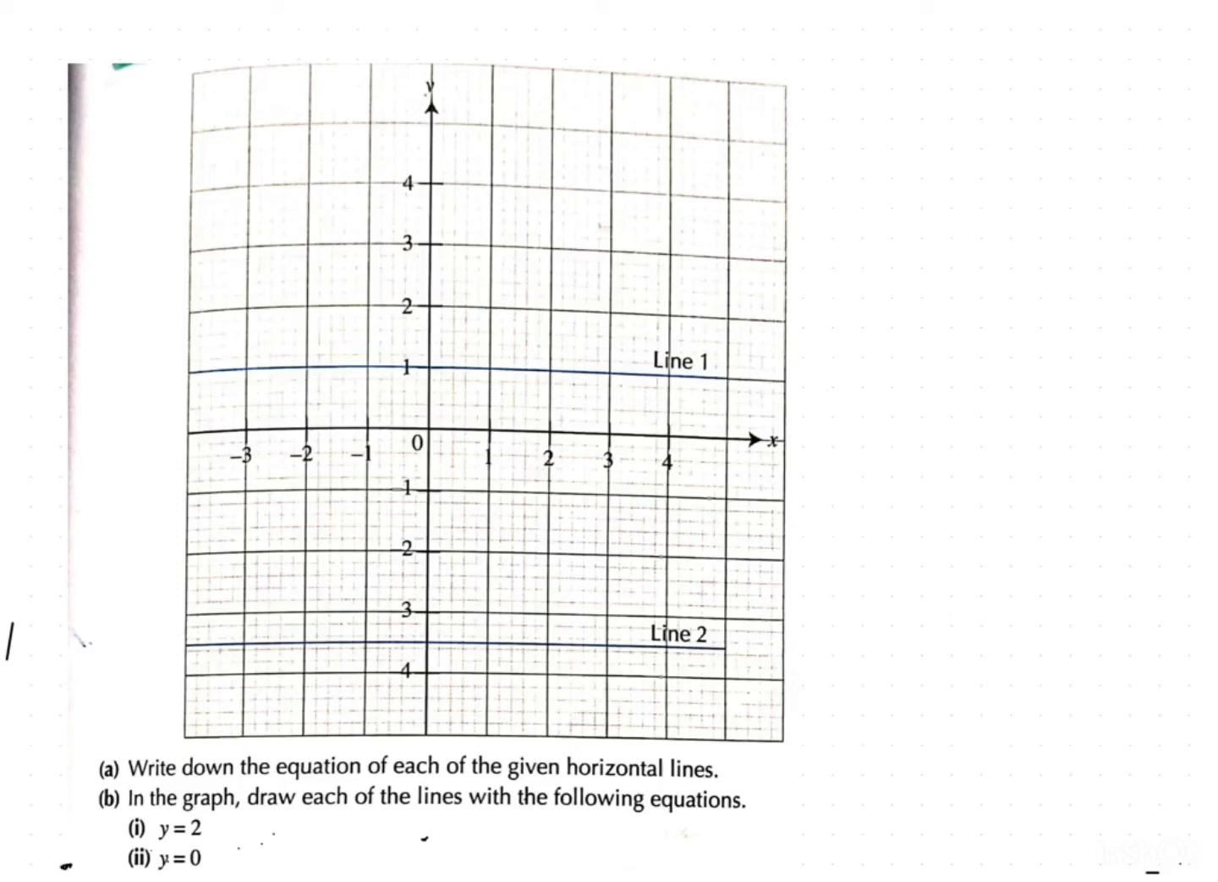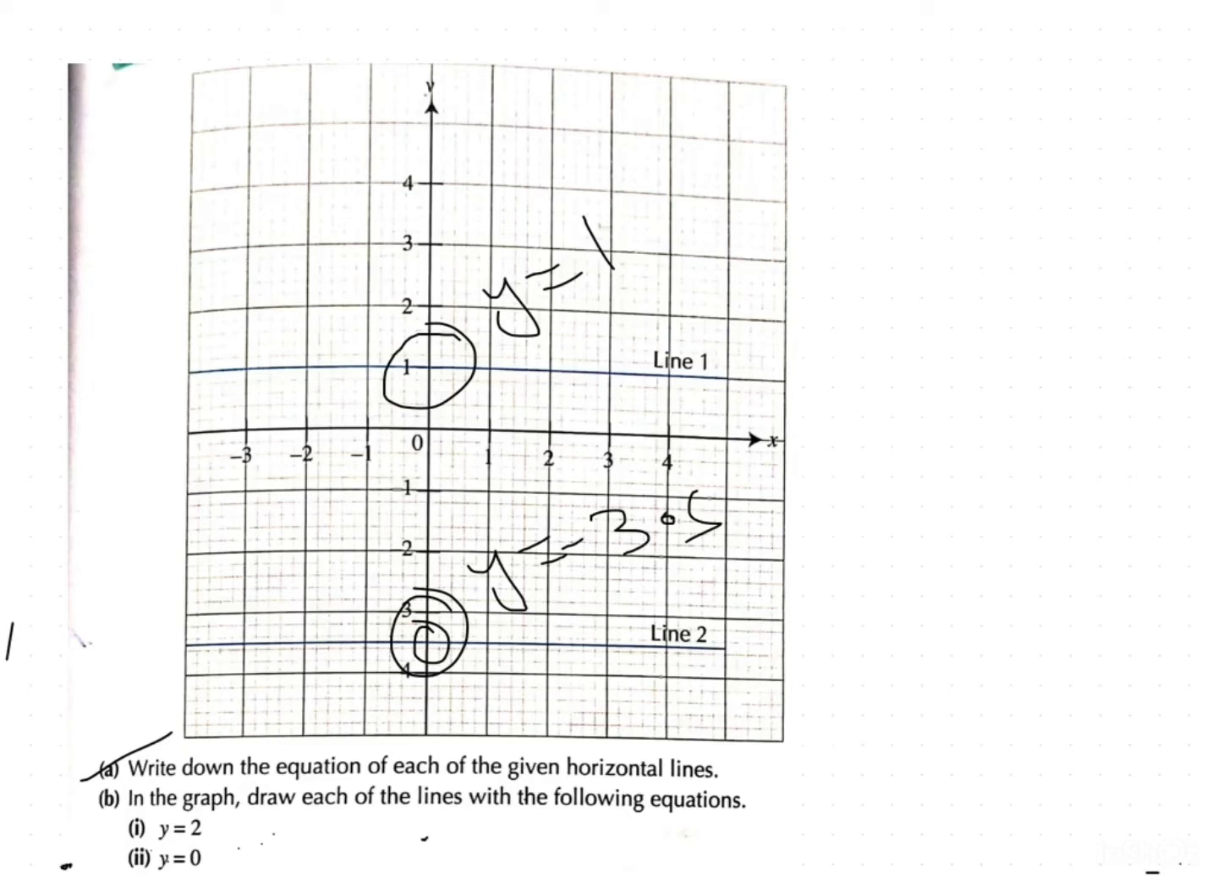Part A says, write down the equation of the given horizontal lines. As we can see in the graph, there are two horizontal lines. The value of y in the first line is 1 and the value of y in the second line is minus 3.5. Okay, so it's done. Let's move towards the next part.